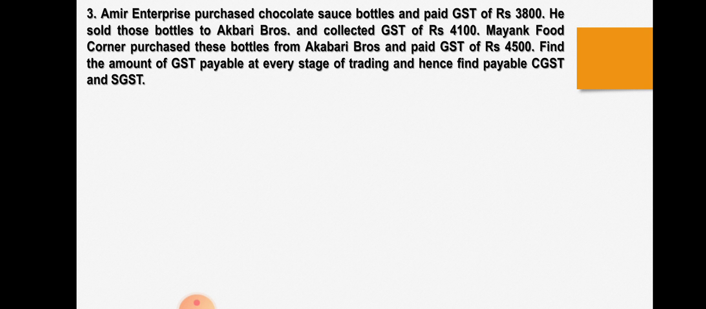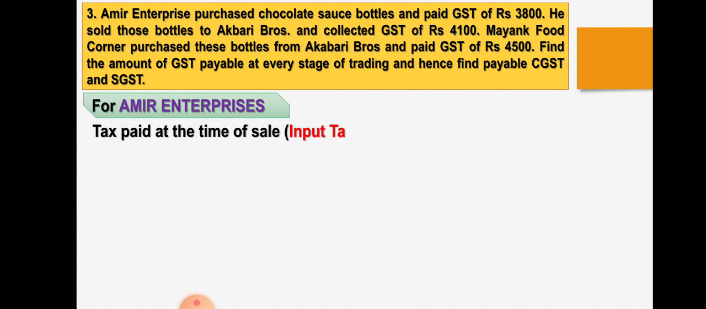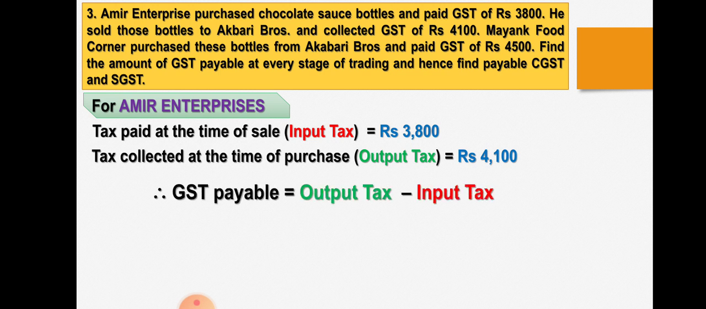So in this question we will do it one by one. First we will find out for Amir Enterprises and then for Akbari Bros. So we will write down for Amir Enterprises. Tax paid at the time of purchase, which means input tax, is 3,800 rupees. Then tax collected at the time of sale is 4,100 rupees. So GST payable is equal to output tax minus input tax, 4,100 minus 3,800, and you will get 300 rupees.